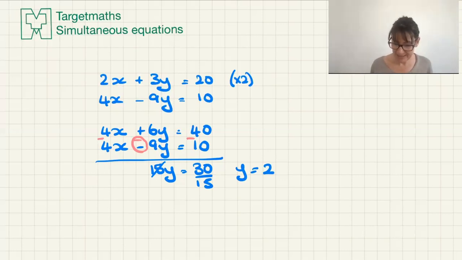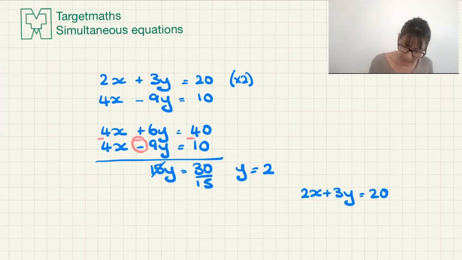Now I'm going to go back to the original question, and I'm going to choose one of those to help me work out the x. I'm going to choose the top one because there's no negatives, the numbers are smaller, it just feels like an easier equation, and I'm looking for an easy life. So I'm going to rewrite the 2x plus 3y equals 20. I know from the previous work that the y is actually equal to 2. So that y right there, I can now change to a 2.